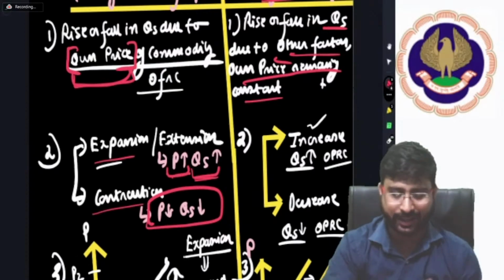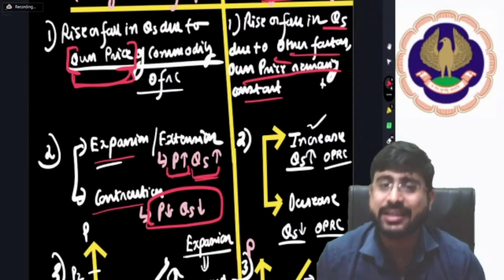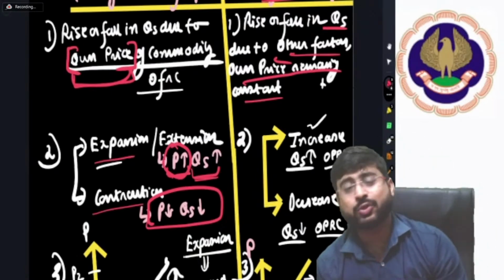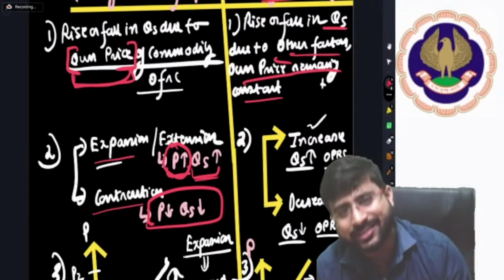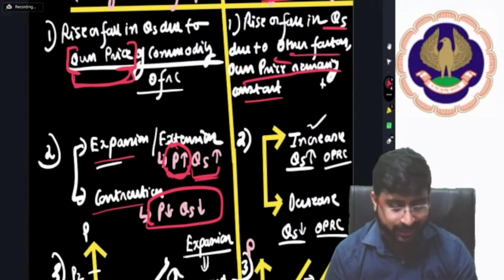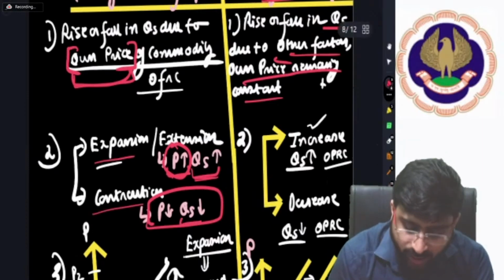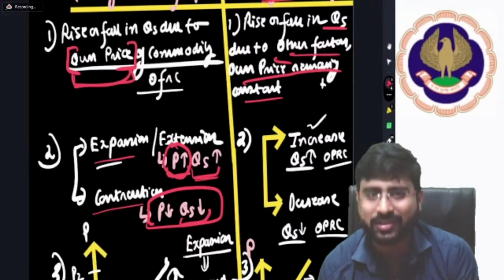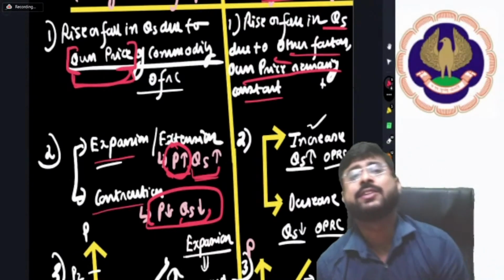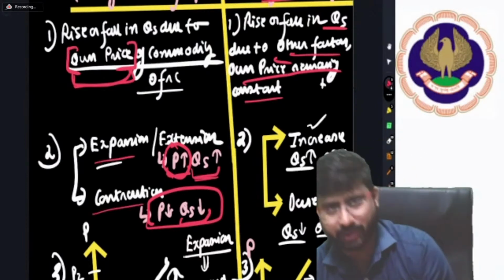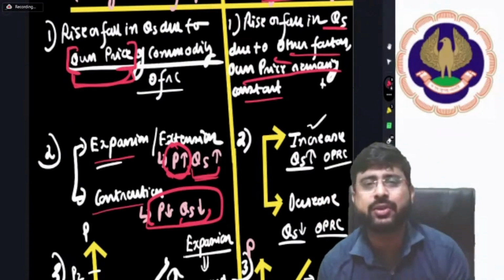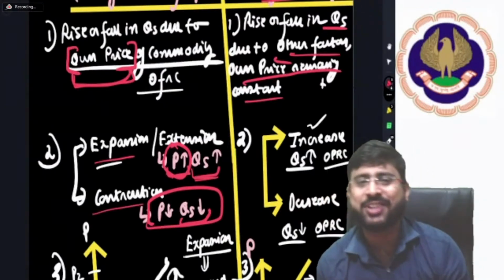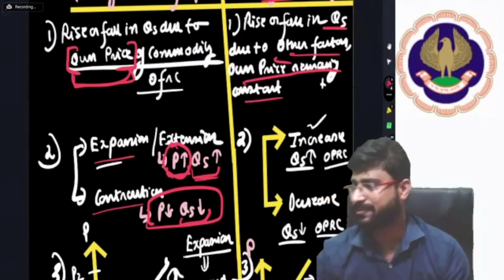Yes, absolutely correct. So in expansion, there is a rise in quantity supplied due to the own price of the commodity. There is a rise in price, and due to the rise in price, quantity supplied is rising. That is expansion. In contraction, the quantity supplied is falling. Why? Because own price has reduced. Since own price has reduced, profit margin has reduced, and therefore quantity supplied has fallen down.